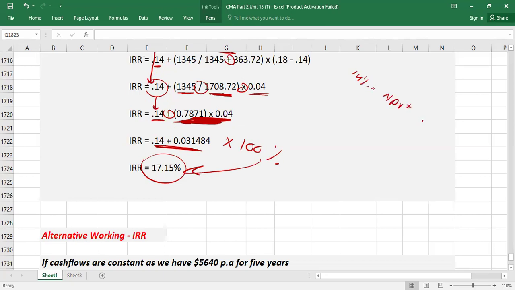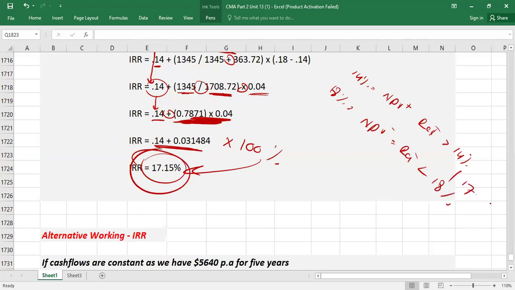It means, see, at 14%, our NPV was positive, right? So it means our return is greater than 14%, right? But at 18%, we calculated NPV, our NPV was negative. Okay, negative. So it means our return is less than 18%. So then what is our return? So our return is 17.15%.